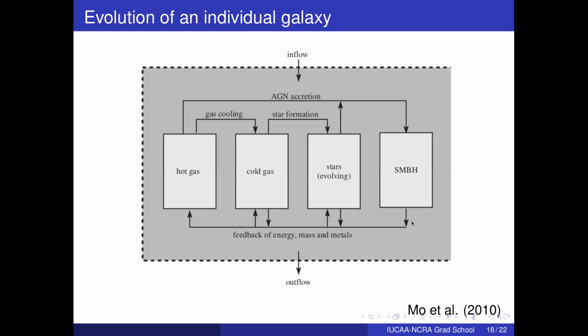The SMBH will drive energy into the galaxy. SMBH here means the accretion disk, not the black hole itself, but the accretion disk that forms around it and the AGN phenomenon. That is what is driving the feedback. And some of these processes are two-way. For example, this cold gas may flow this way or it may flow in.